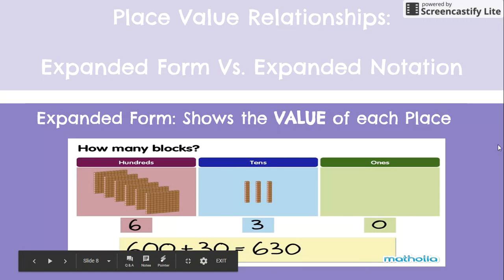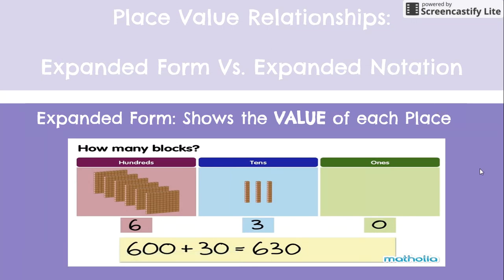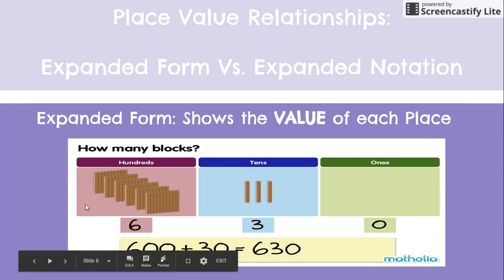Okay, so now we're going to look at the difference between expanded form, which you guys are pros at because you did a lot of that last year. We've done a quick review this year, and we're going to go to expanded notation. So expanded form is, remember, it's showing us the value of each place. So we have 600 blocks there, but we know that that represents a value of 600. We have 3 tens, but that represents a value of 30, not 3. And then we have 0 ones. So we know that what we're representing here is 630.